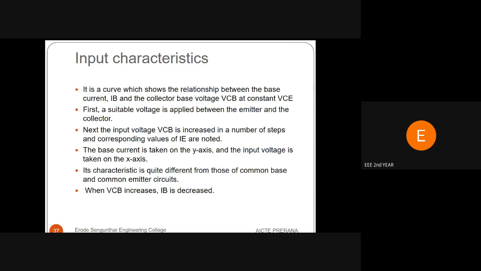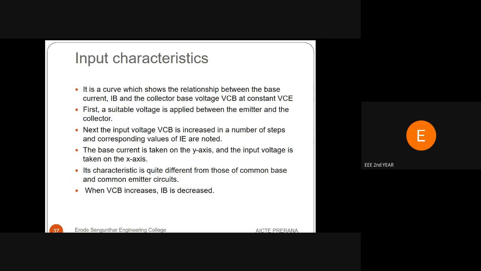Now let us discuss input characteristics of common collector configuration. The input characteristics of common collector configuration relates input current IB and input voltage VCB at constant output voltage VCE. The input characteristics of common collector configuration is different from common emitter and common base configuration. This difference is due to the fact of input voltage VCB.